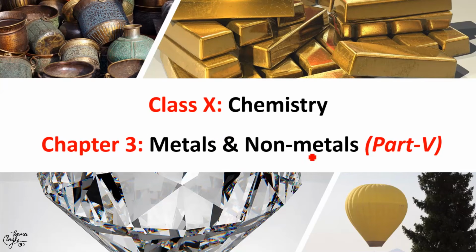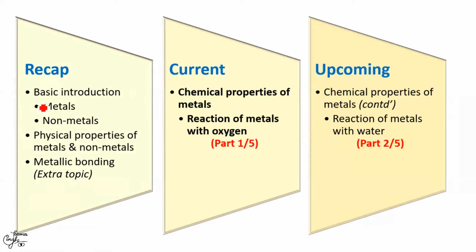Today we'll continue with part 5 of chapter 3, Metals and Non-Metals. Until now we have covered what are metals and non-metals as well as their physical properties. We've also learned about metallic bonding, which is responsible for the physical properties exhibited by metals. Today I'll take up the first part of a 5-part series on chemical properties of metals.